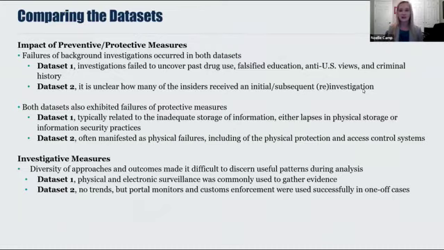In terms of investigative measures, how did the investigation proceed for counterintelligence and insider threat case studies? There was a wide diversity of approaches and outcomes, which made it difficult for us to actually discern patterns during the course of analysis. In dataset 1, we did notice that physical and electronic surveillance was a common method used to gather evidence against spies. In dataset 2, there were no notable trends, but in one-off cases, portal monitors and customs enforcement were used to identify material that had been stolen.